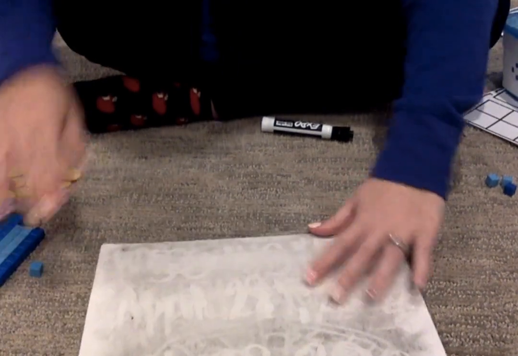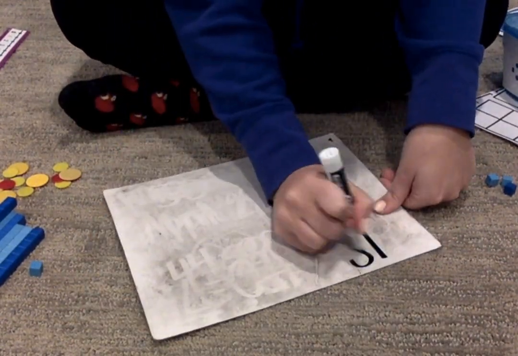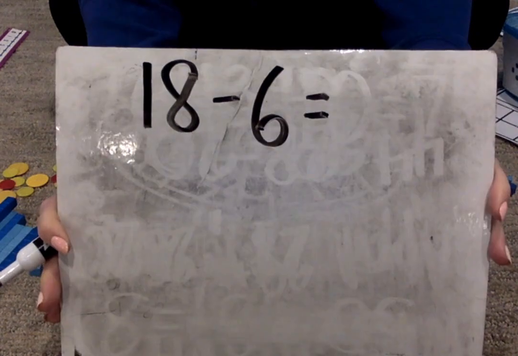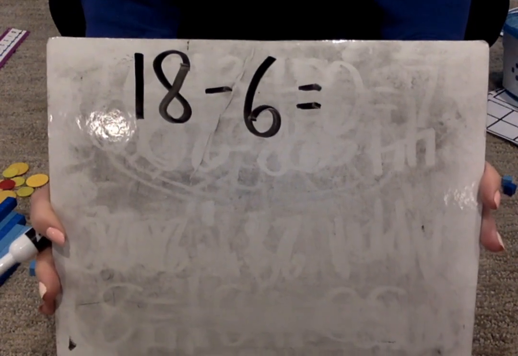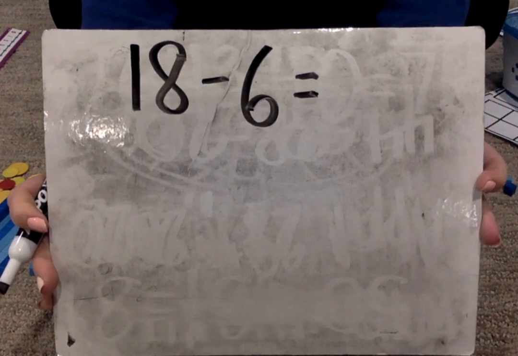Remember, if you want to pause and take a break, you can pause and take a break. I'm going to do some subtraction now. Let's start with a little bit of a smaller number. What if we did 18 minus 6? Now we're taking away 18 minus 6. What tools do you think I could use?